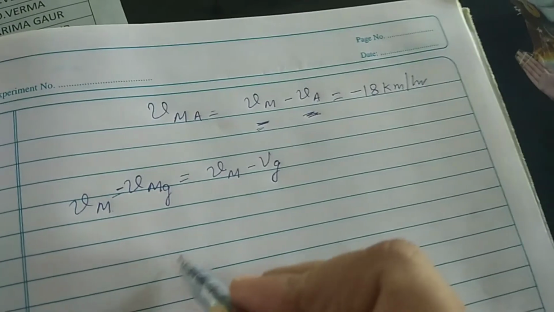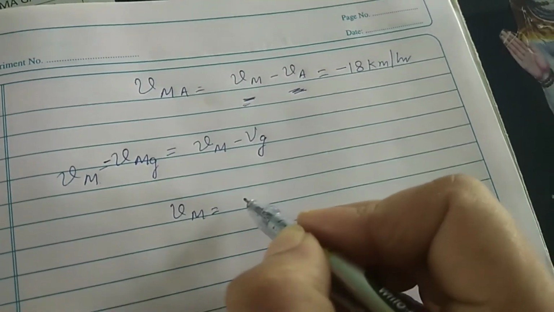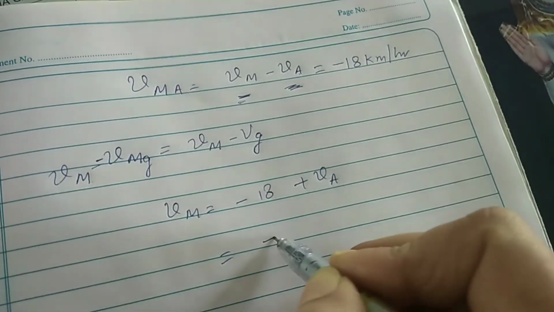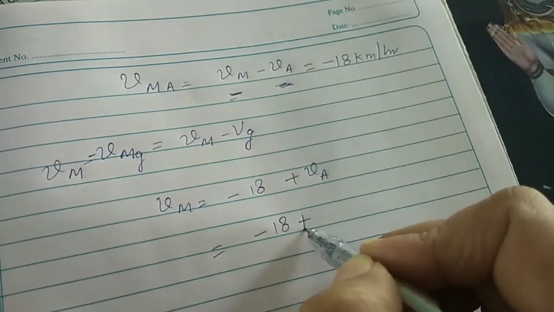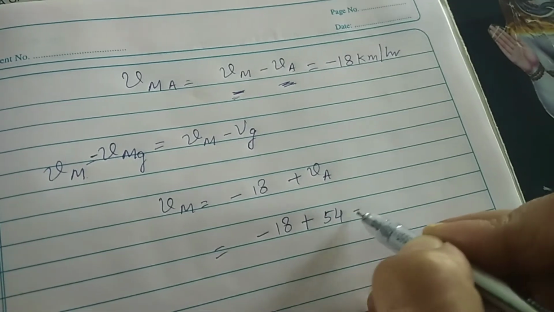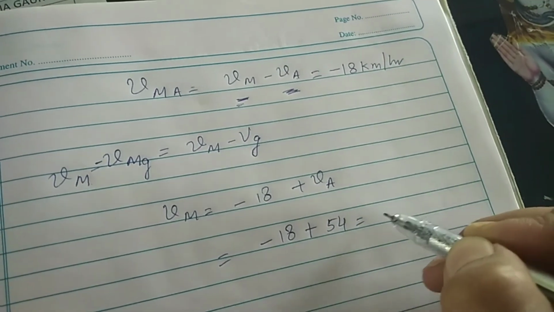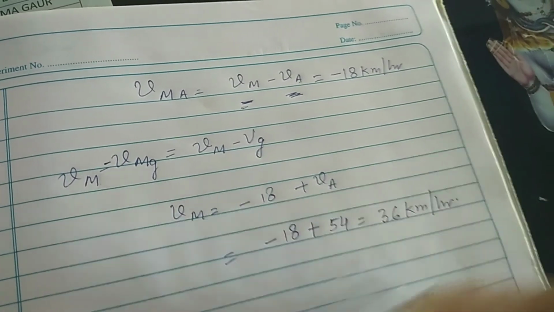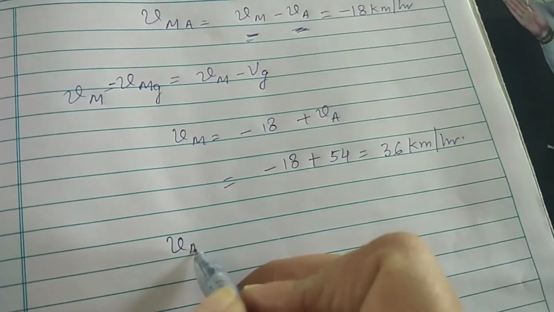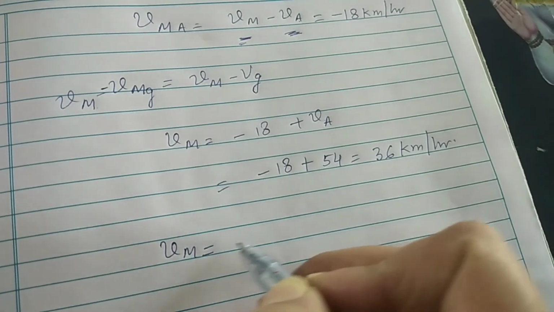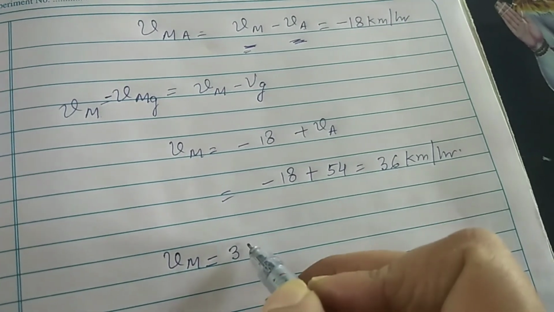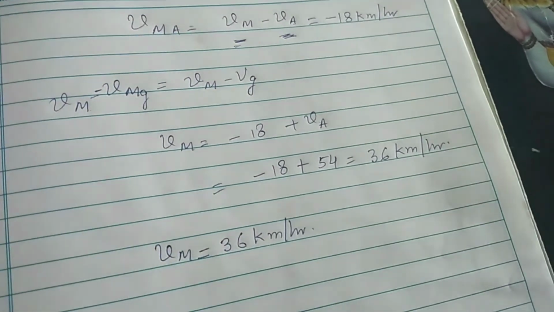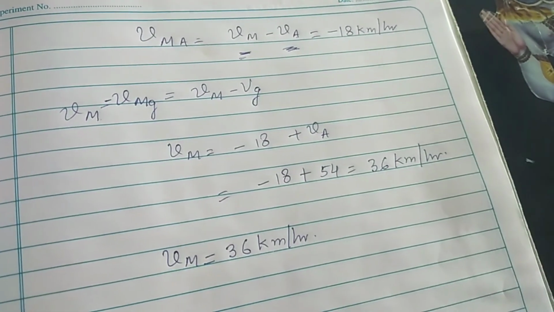Let us substitute this value here. So Vm will become minus 18 plus Va. So this is minus 18 plus Va, which is 54 kilometer per hour. So you can subtract this. This will become 36 kilometer per hour. So this is the velocity of monkey with respect to a man who is standing on the ground, or in other words, this is the absolute velocity of the monkey. So this is the solution of your example 3.9.